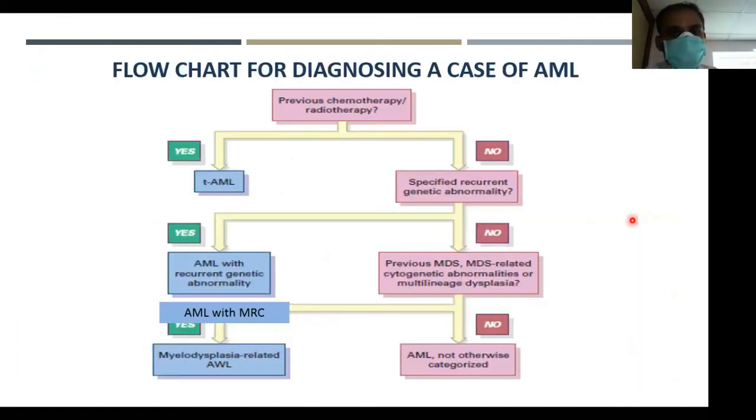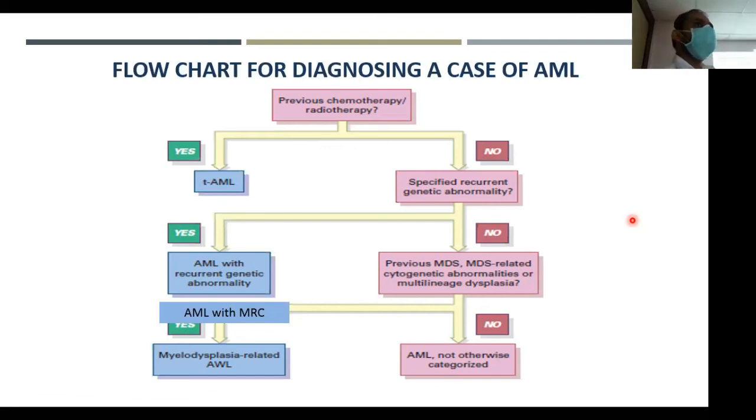This flow chart is basically an adult algorithm. If there's any treatment received prior, it's a therapy-related AML. If there's any recurrent abnormality like t(8;21), inversion 16, or t(15;17), that's promyelocytic, then treat accordingly. If not, previous MDS, treat accordingly, and AML with myelodysplasia-related changes. Whatever is left is a basket group.